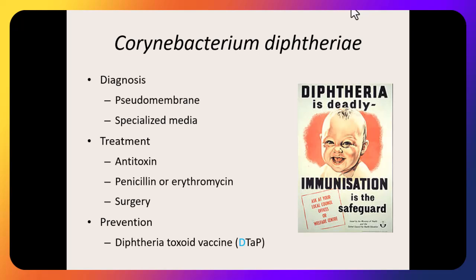Prevention is like, well, let's just not get it in the first place. Get vaccinated. This is for the Corynebacterium diphtheriae. It is the D in the DTaP vaccine. So again, most people predominantly do get vaccinated against this. And as soon as the DTaP vaccine came out, the number of cases plummeted.